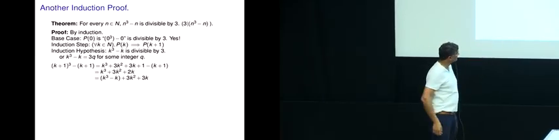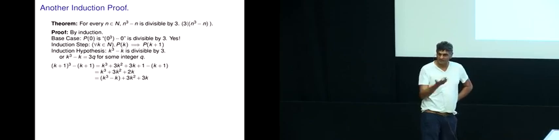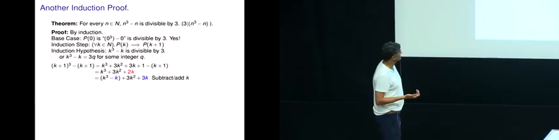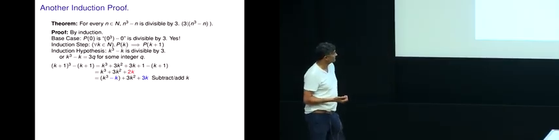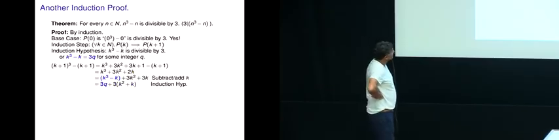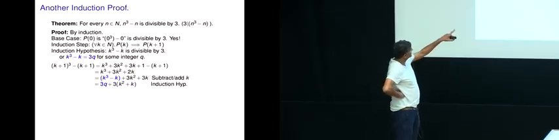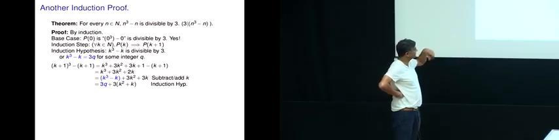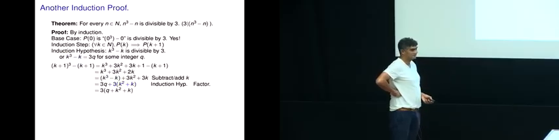So now you see 3's everywhere, right? So I subtract k and add k. The 2k becomes a 3k. And then finally, I use the induction hypothesis. It's all in blue here. K cubed minus k is equal to 3q, and now we're essentially done, right?